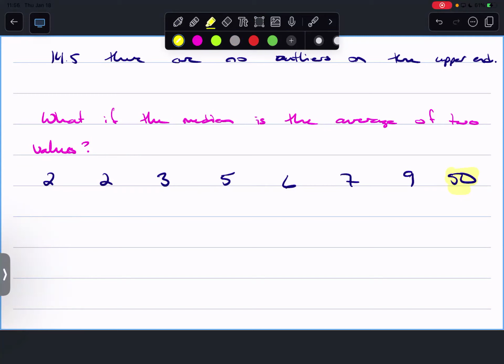Is it going to affect the median greatly? Sort of, right? But not as much as it would affect the mean, right? The mean of these values would be pulled towards the 50, right? But for now, we're just talking about the median. And so now, here we go. Okay, fine, I'll write it out.